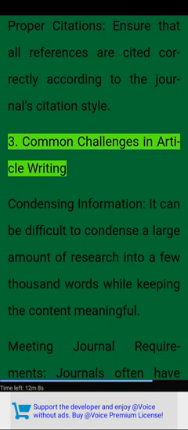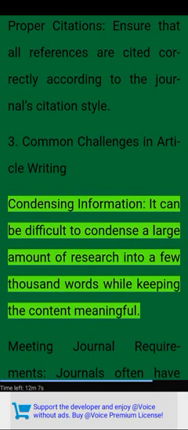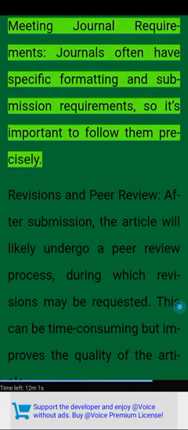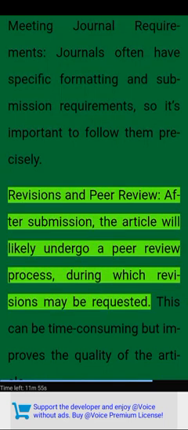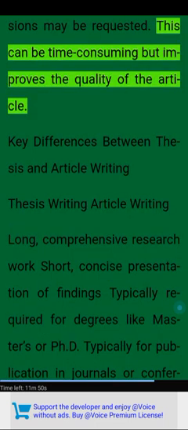3. Common challenges in article writing. Condensing information: it can be difficult to condense a large amount of research into a few thousand words while keeping the content meaningful. Meeting journal requirements: journals often have specific formatting and submission requirements, so it's important to follow them precisely. Revisions and peer review: after submission, the article will likely undergo a peer review process, during which revisions may be requested. This can be time-consuming but improves the quality of the article.